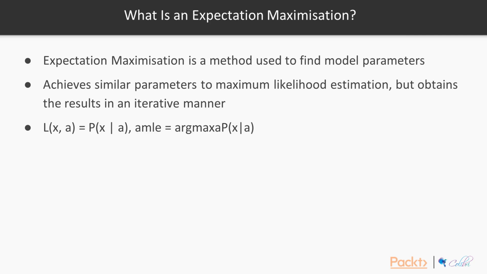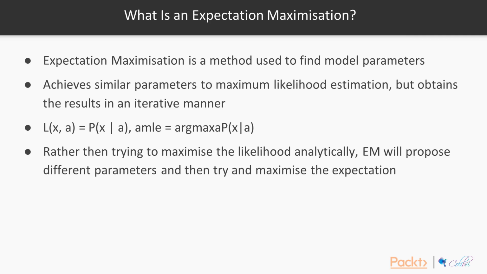So rather than trying to maximize it analytically, expectation maximization proposes a parameter and then iteratively tries to maximize the expectation. You can think of it a bit like when we were training linear regression in our very first project. We could have solved it analytically, but we chose to use gradient descent. Its real strength comes in when we have a multimodal distribution and hidden variables.